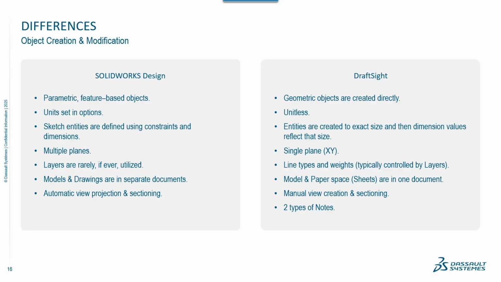I have seen layers used in SOLIDWORKS, but not very often. A lot of times it's because somebody brought something over and didn't realize that the layers were coming with them from a DWG file. But they're highly used in DraftSight. They are used to differentiate between things like dimensions, notes, object lines, maybe your sheet format, title block, and that's one way they're used.